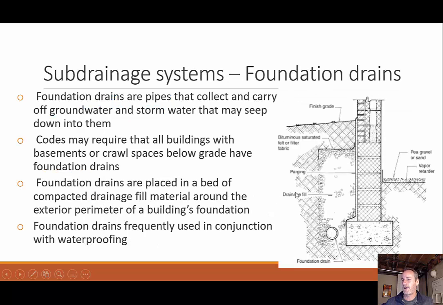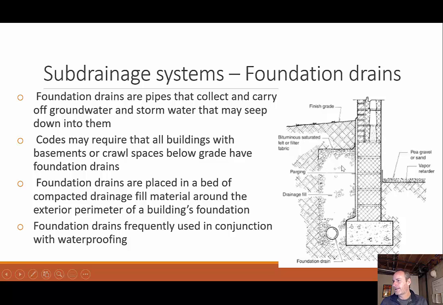So here I see a sub-drainage system. Sub-drainage meaning below the ground. This one's a foundation drain. You can see it's this pipe right here. It collects and carries off groundwater and stormwater that may seep down. So either groundwater that's coming up, or if I have some infiltration from rain or anything else, right? And you can almost see how it would work.